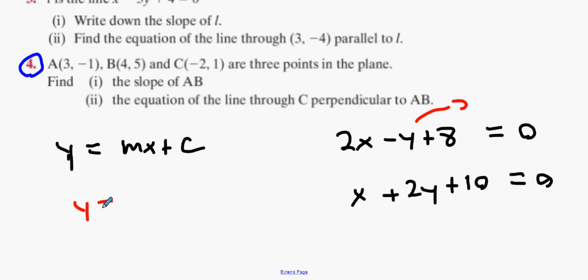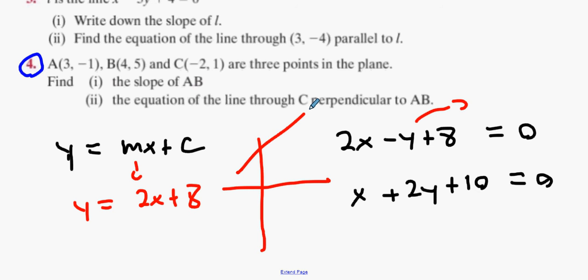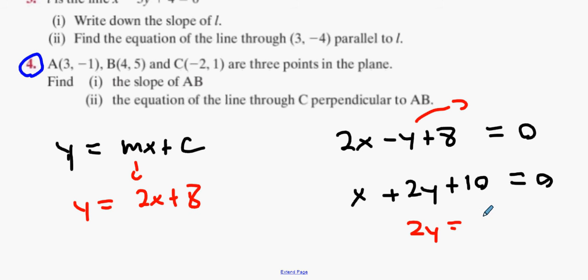Y will equal 2x plus 8. Does anybody know what that means? It has a slope of 2, and where does it cross the y-axis? Crosses at (0, 8) with a slope of 2. Everybody cool with that? What about the other one? The second equation. Get y on its own again. So what do you get? 2y equals minus 1x minus 10. Divided by 2, what do you get? Minus a half x minus 5.